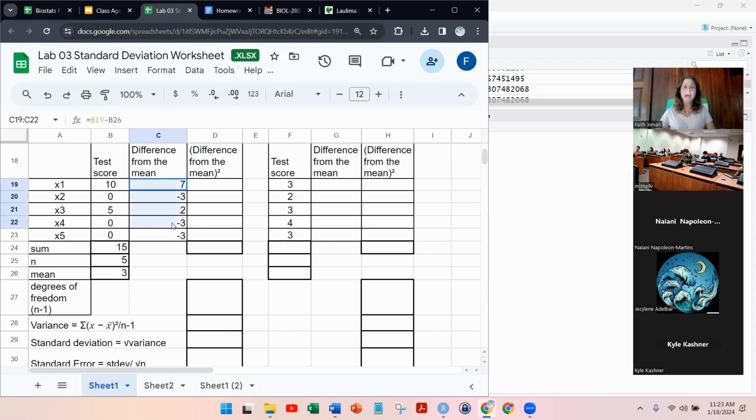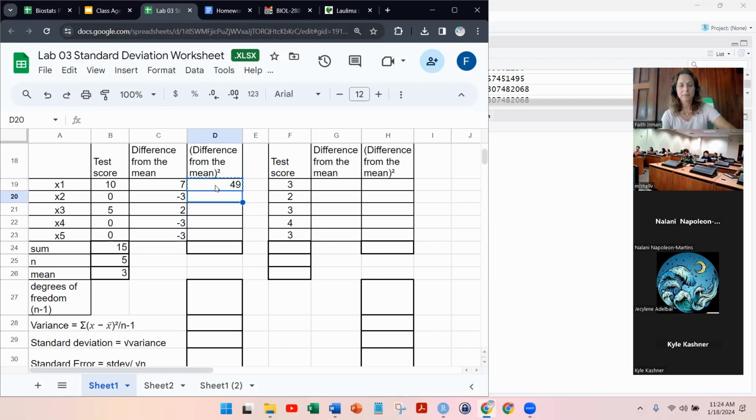Now, again, if you added all these up, what are you going to get? 0. You get the positives and negatives. It's always going to be like that. So you have to square them. So you say equals this little hat 2. That squares it. Now I am going to drag it down this time because that's just going to be easier. What I'm going to do is I'm going to select 49.